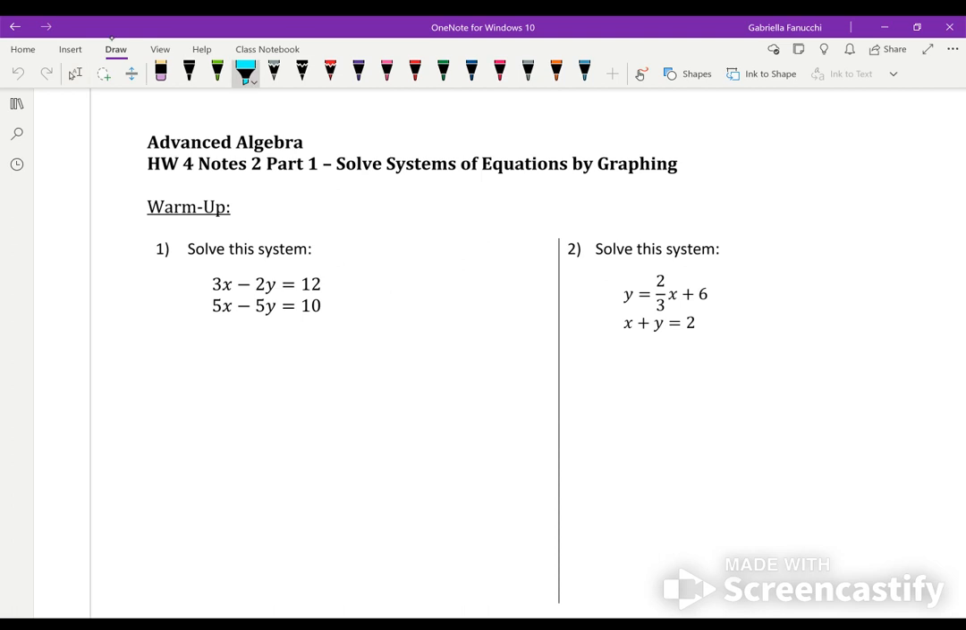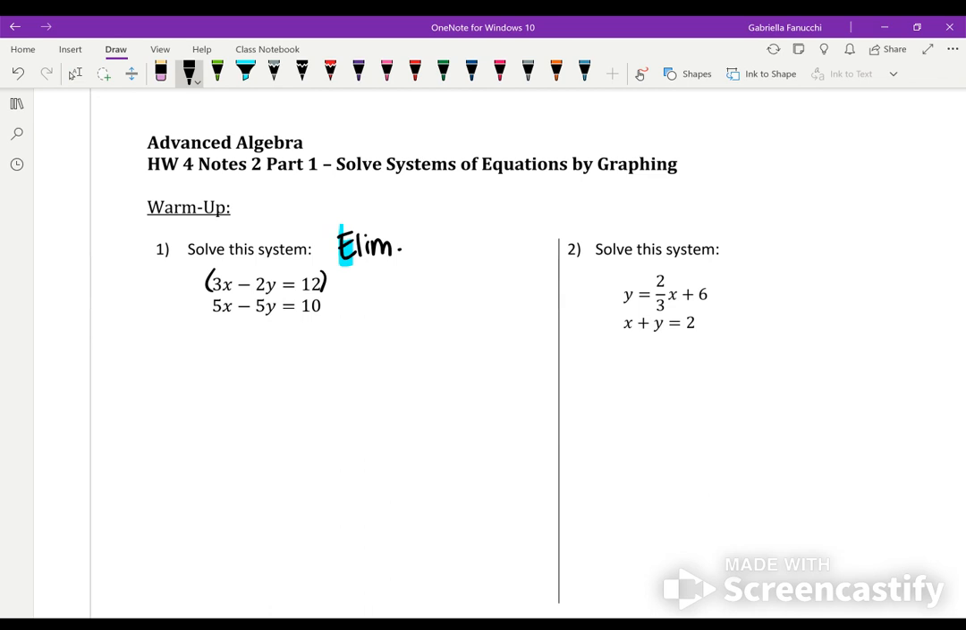So if I look at this, I have 3x minus 2y is equal to 12, and 5x minus 5y is equal to 10. This one doesn't really lead us to anything. Honestly, you can go one of two methods, but just looking at the problem, I think the easiest way is to do elimination. Okay, and I would go for the y's. The reason why I'm saying the y's is because I have a negative 2y and a negative 5y. I can easily get that to be 10.